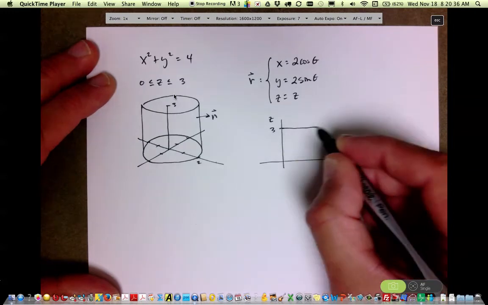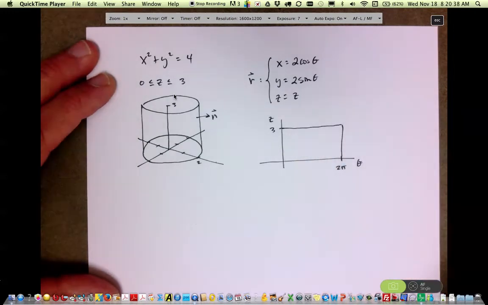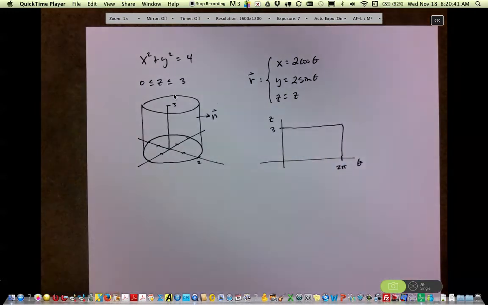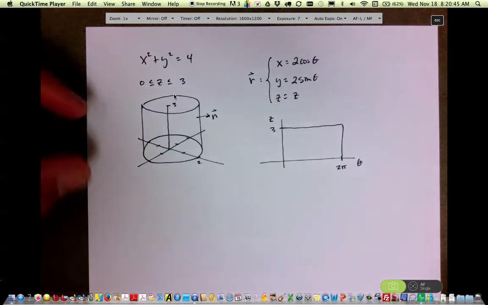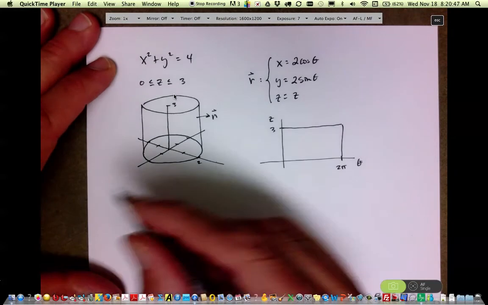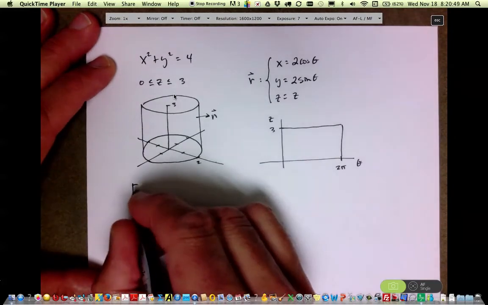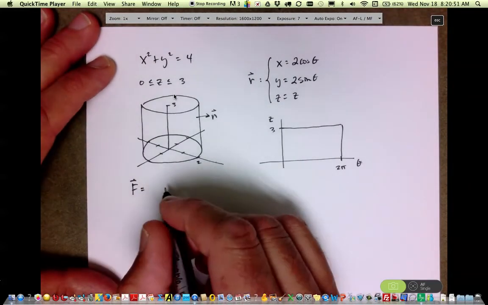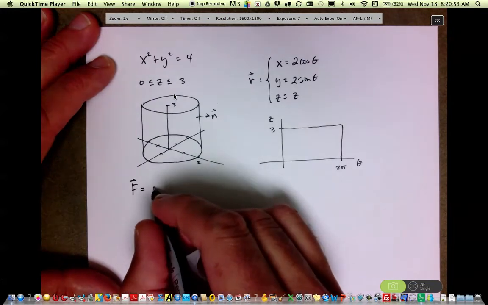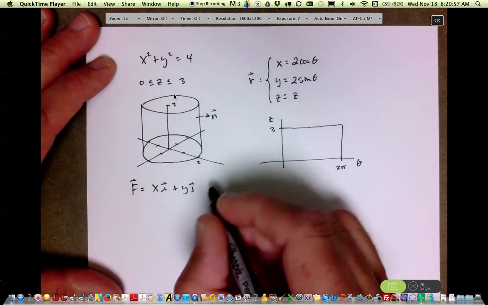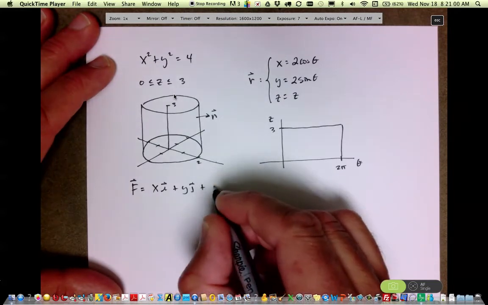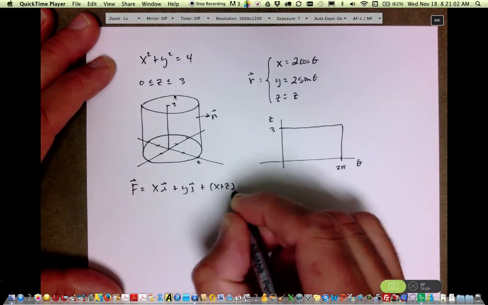Alright, so this is the plane that contains our parameters. Now from here I want to be able to come up with the area vector. Oh, and I forgot to tell you, let's say the vector field F is defined as x i plus y j plus (x plus z) k.